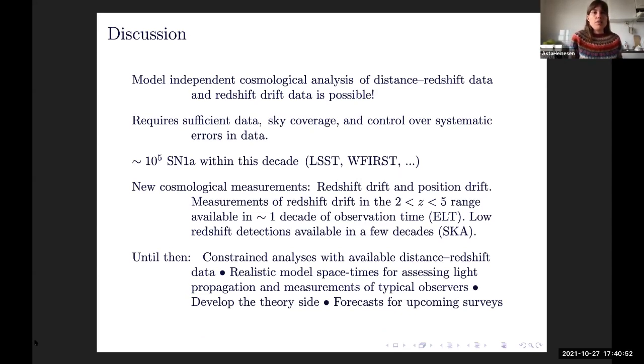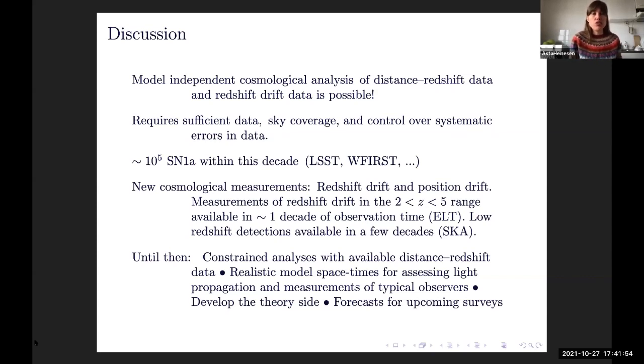I would just like to stress that model-independent cosmological analysis of distance redshift data and redshift drift data is possible. It requires sufficient data and sky coverage, and this is interesting in the light of the fast growing cosmological surveys and data sets in these years. For instance, we are going to have access to hundreds of thousands of supernovae of type Ia within this decade through existing surveys, but also through upcoming surveys such as LSST and WFIRST. We are also going to have access to entirely new cosmological measurements in the form of drift measurements, and the redshift drift signals we expect to be able to measure within two decades.